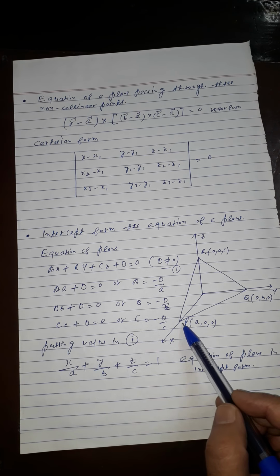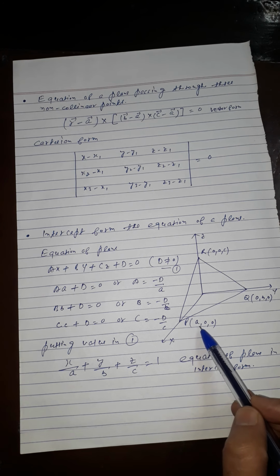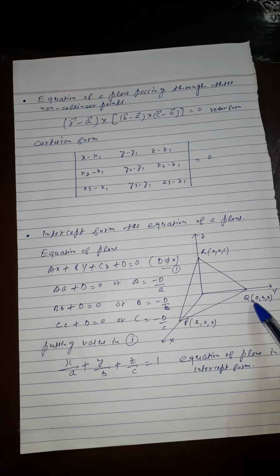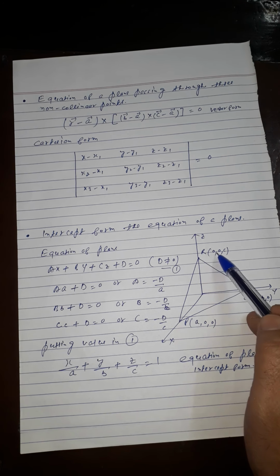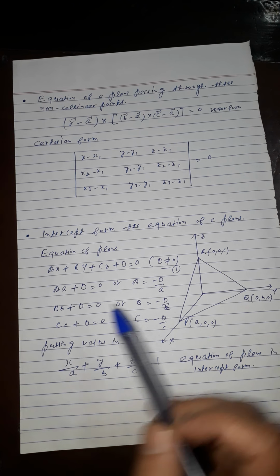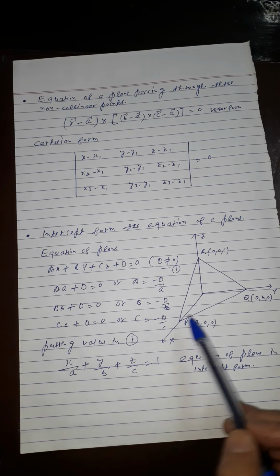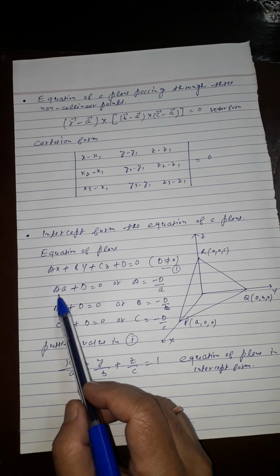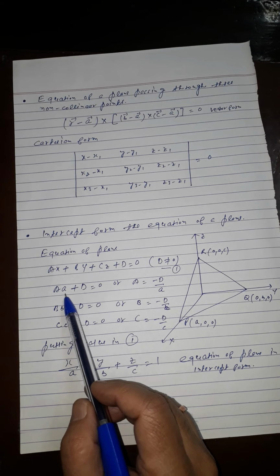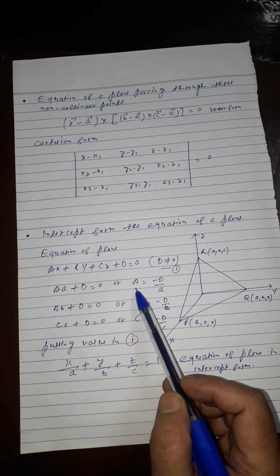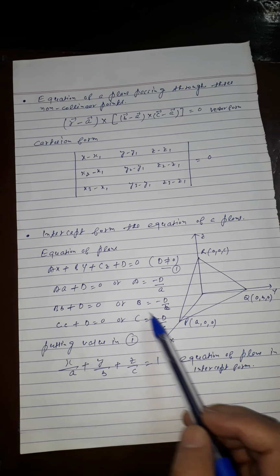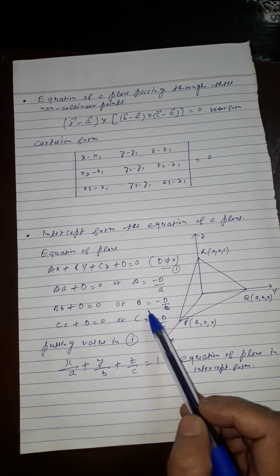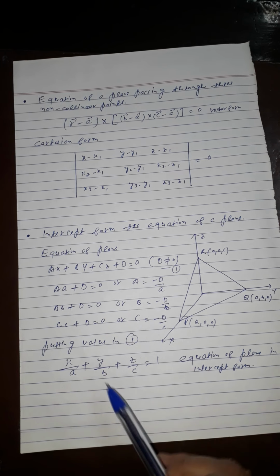So the intercept on the x-axis is at the point P, that is a, 0, 0, at point Q, that is 0, b, 0, and at point R along the z-axis, that is 0, 0, c. So on the x-axis it will come as a plus d equal to 0, and here a is equal to minus d by a. In the same way, we will find a, b and c, and we will put all these values in equation number 1.